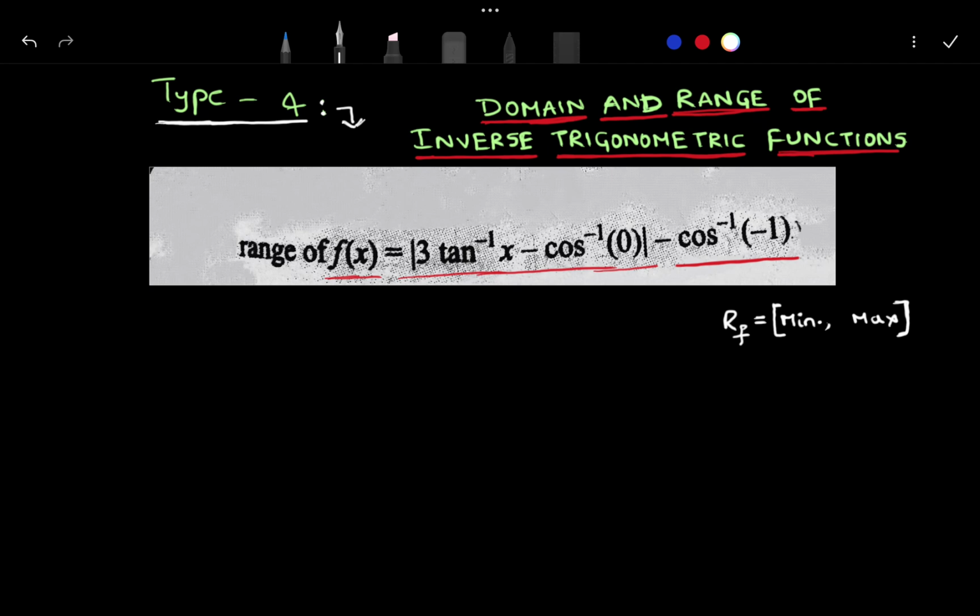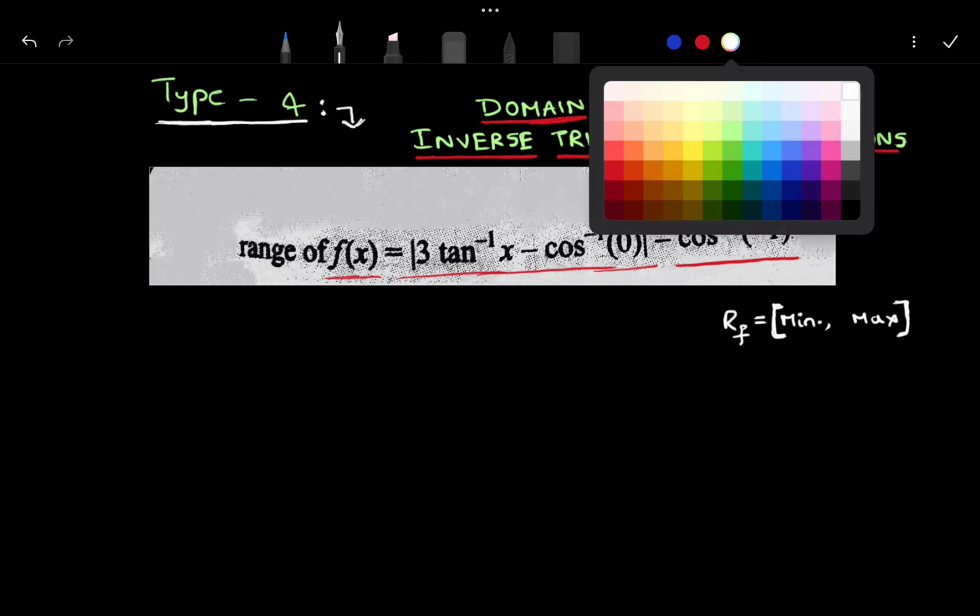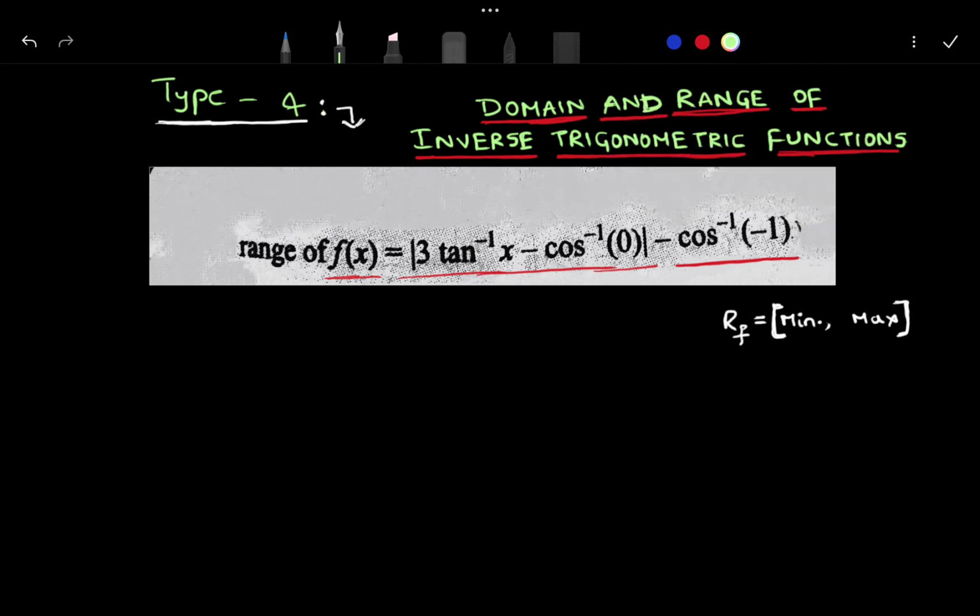So you have to first find the minimum and the maximum value. So please understand very carefully what the given function is: f of x is equal to modulus of 3 into tan inverse of x minus cos inverse of 0.